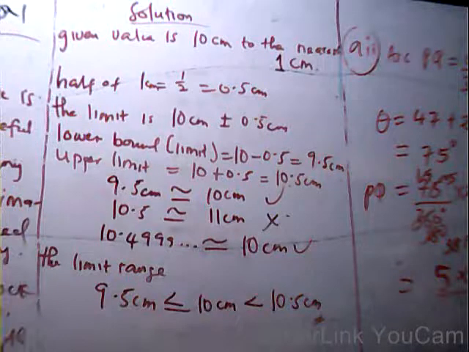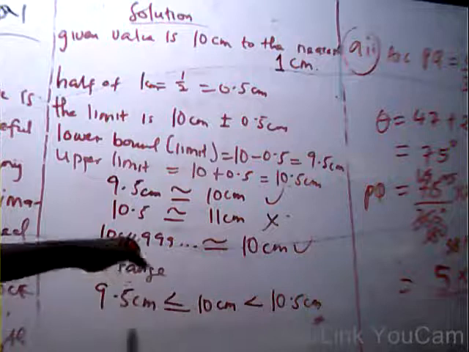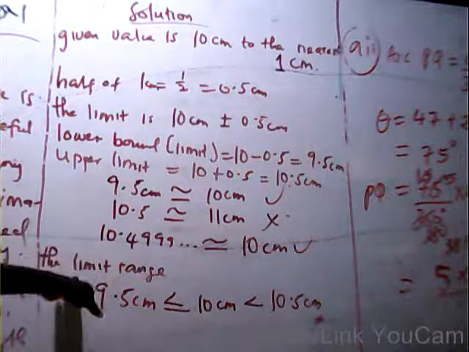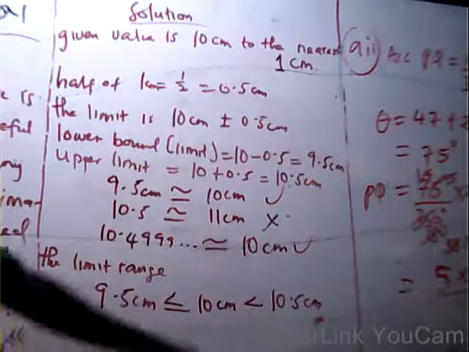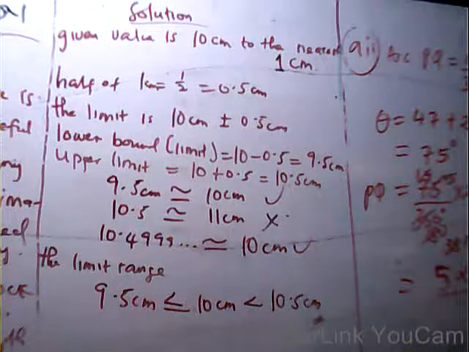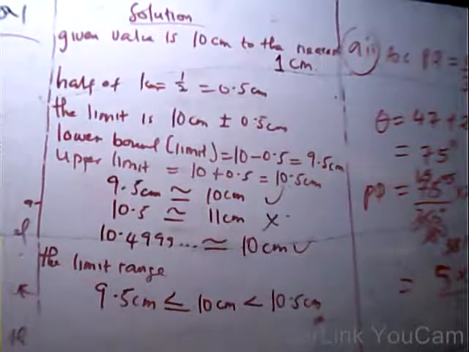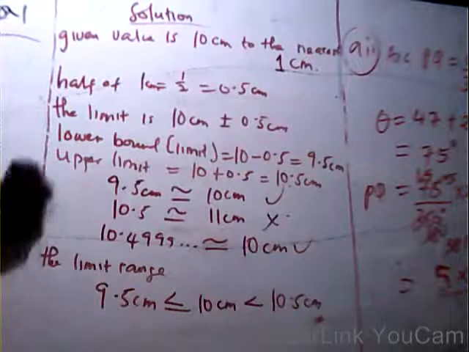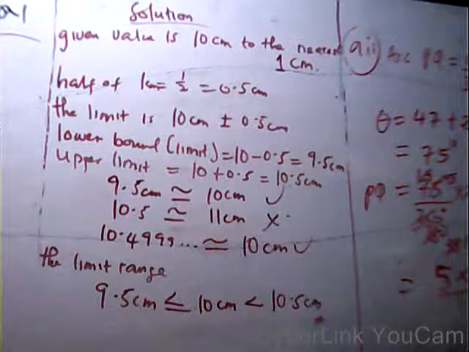So the value of that length, which has been approximated to 10 centimeters as the nearest centimeter, can be between 9.5 and 10.499999 and so on. Then the second one, let's consider example 2. I'll give you some so that you go and do that one.